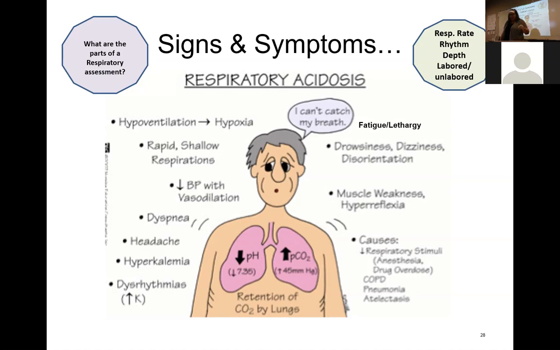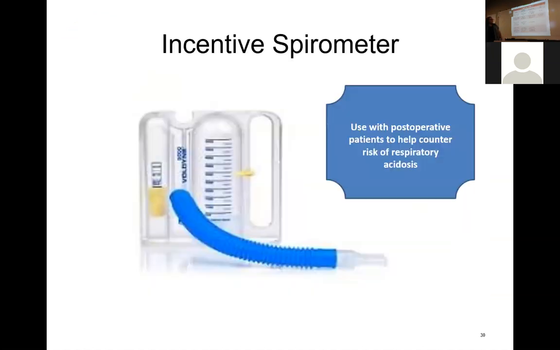And we know that they're at high risk for respiratory acidosis after surgery because of those sedating medications, the anesthesia and the pain medication. What can we do to counter the risk of respiratory acidosis in our post-op patients, in our pneumonia patients? They breathe in it. That is exactly right. We can use an incentive spirometer post-op or with our patients who have pneumonia or are at risk for respiratory acidosis. That's where it makes you fill up your lungs.